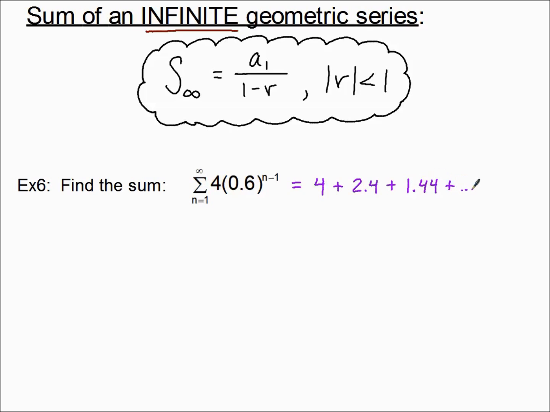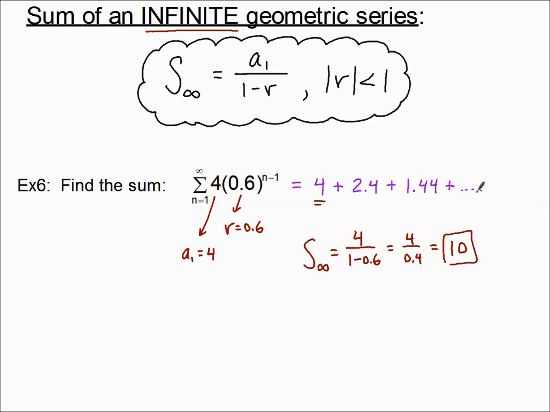Obviously, these numbers are getting smaller and smaller, and I say that they do have a sum, and we can use this sum formula. Actually, let's label our parts first. I know that our r is right here, 0.6, and our a sub 1 is 4. I already found it right there. So I can use my formula. S sub infinity is my first term, 4, divided by 1 minus 0.6. So let's do this math. 1 minus 0.6 is 0.4, and 4 divided by 0.4 is 10.